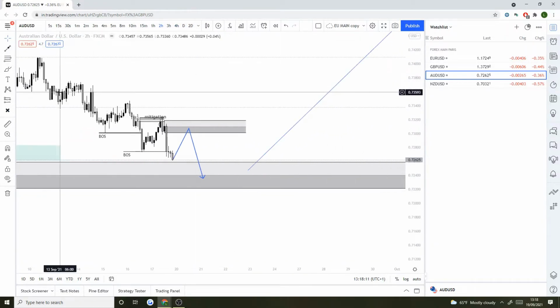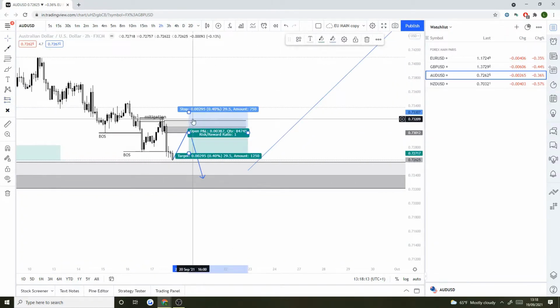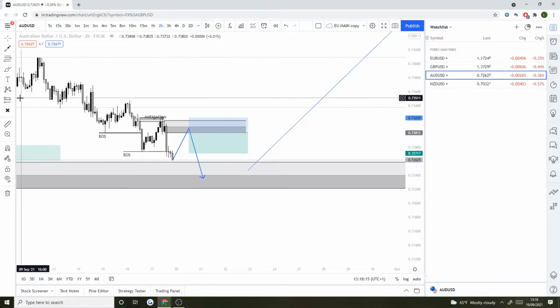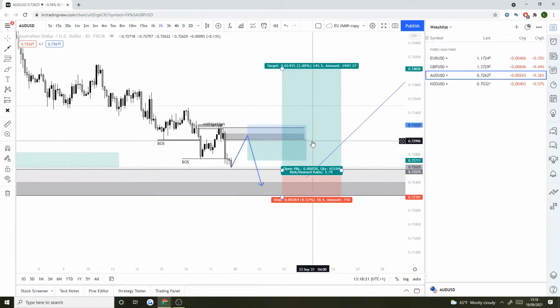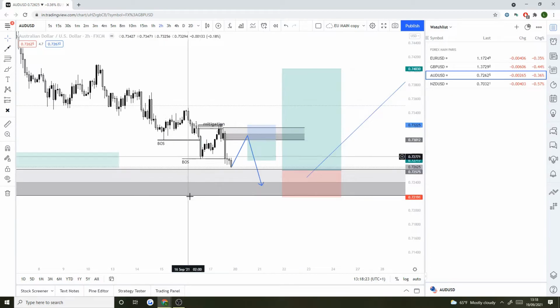And on AU, I'll look for a sell from the 2-hour order block, and I'll look for buy opportunities coming out of the daily order block. So that's AU for me this week.